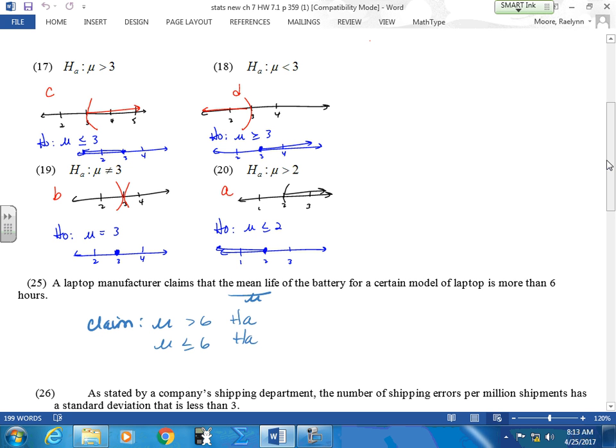Okay, so they used an open circle. So you're looking for the one with the open circle in here, and its alternative is everything but that. If this is mine over here with an open circle, I want to close it and do everything opposite of that. That's my complement of that. So 17 matches up to C, 18 matches up to D.